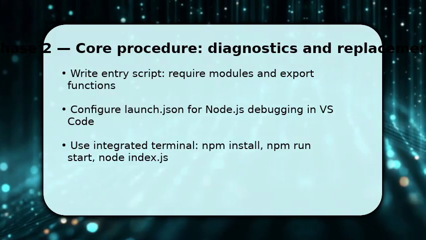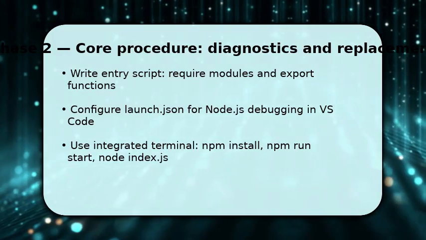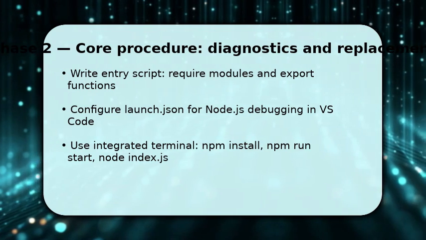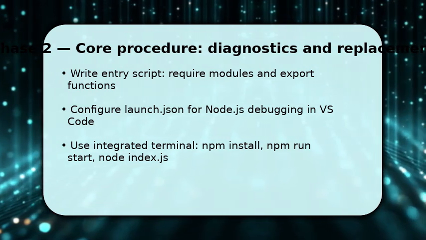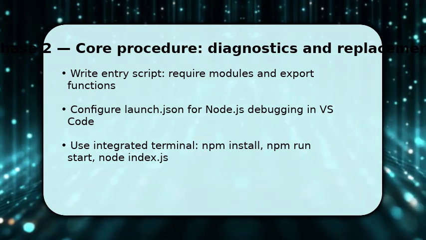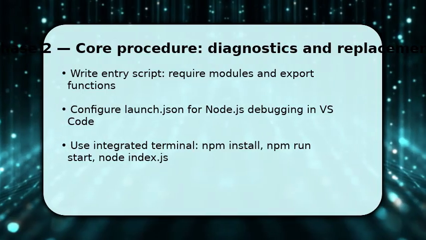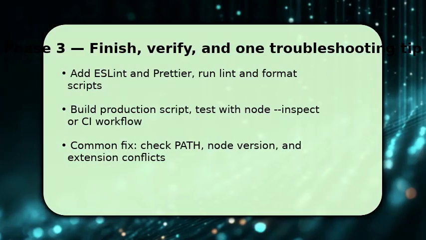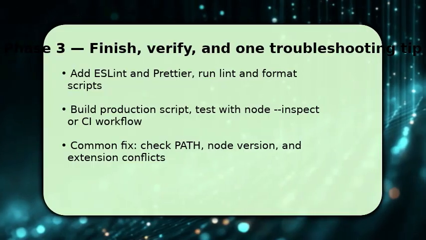and run npm run start or node index.js. As you iterate, set breakpoints and use the debug console to inspect variables. To finalize, add ESLint and Prettier, configure rules, and run lint and format scripts so code quality is consistent.